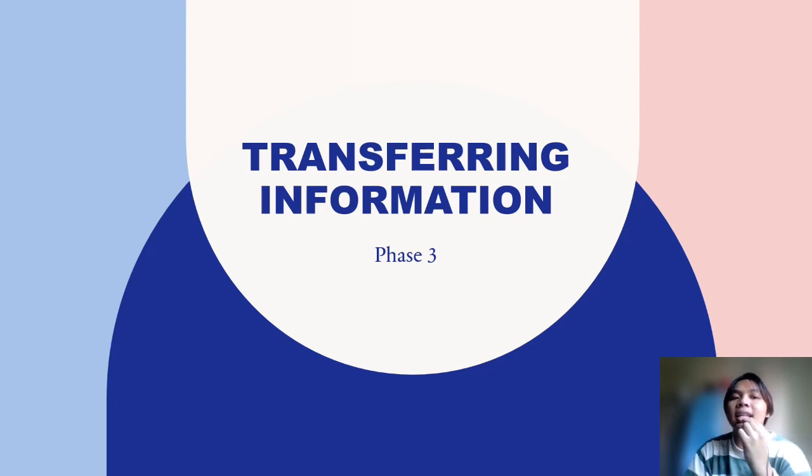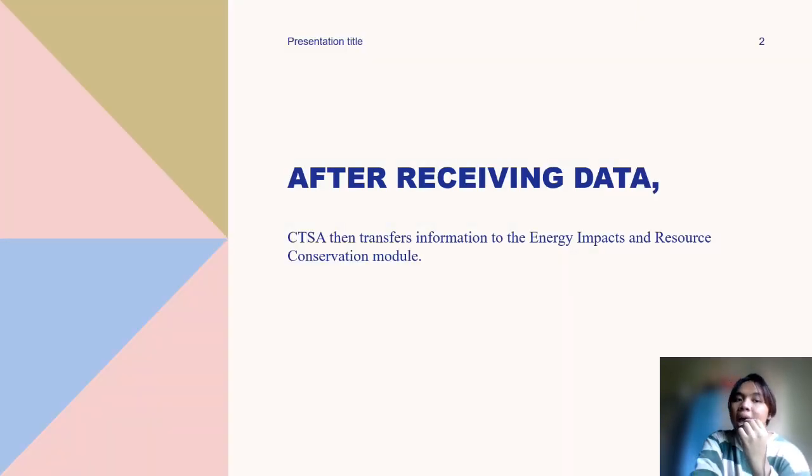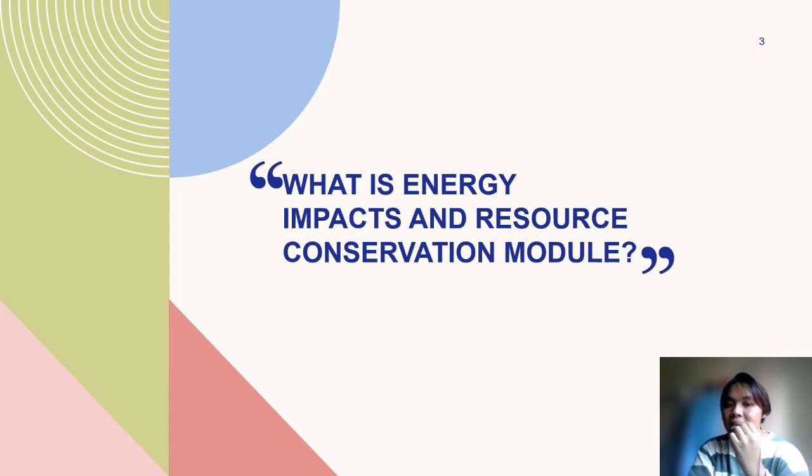Next, the phase after that to determine the type of chemical processes to be used is transferring information. After the right set of data is received from the module, the CTSA will then transfer information to the Energy Impacts and Resource Conservation module. What is the Energy Impacts and Resource Conservation module?